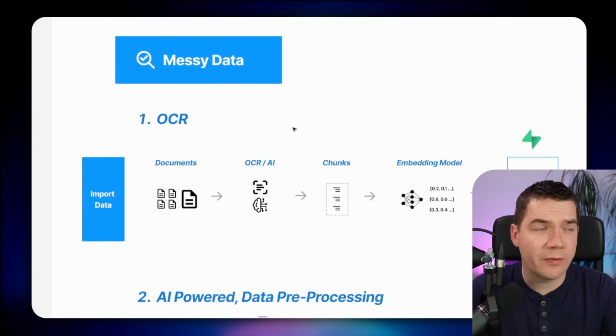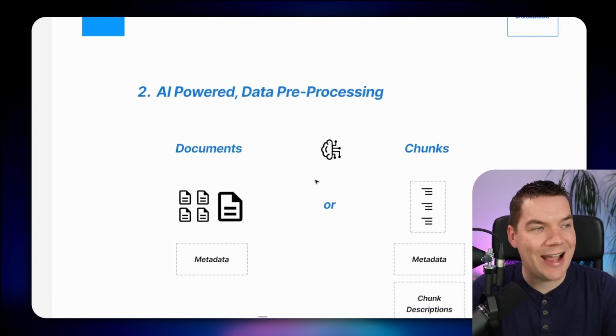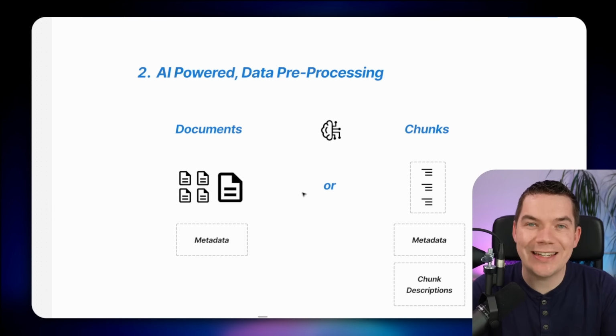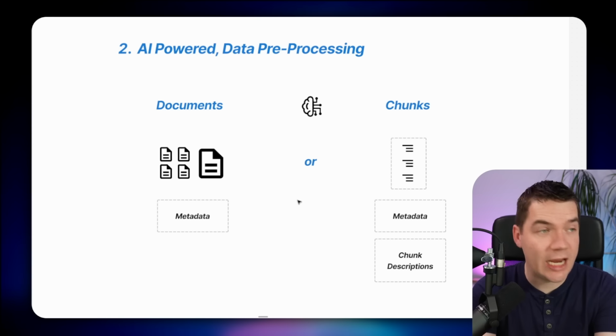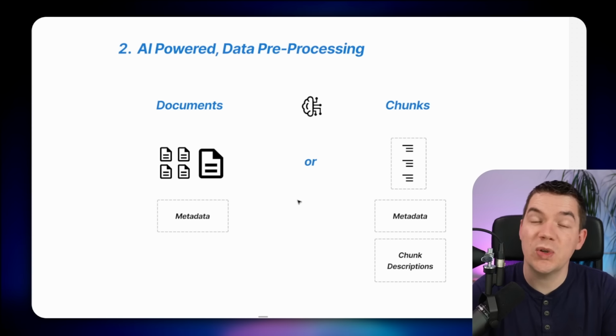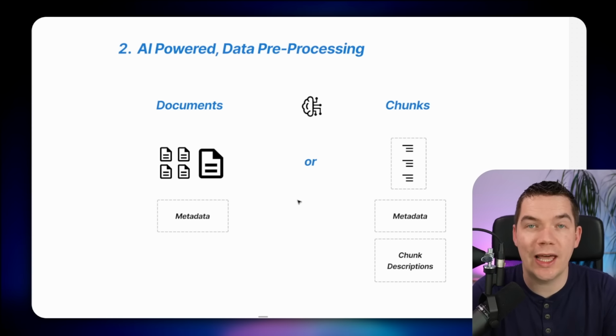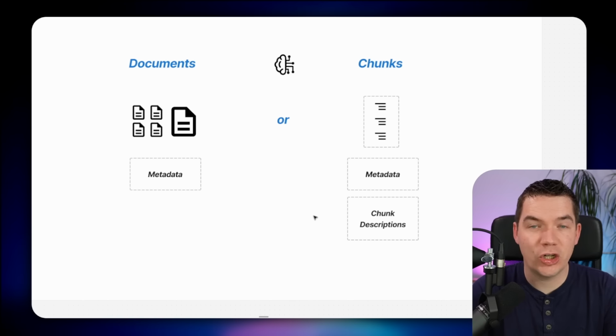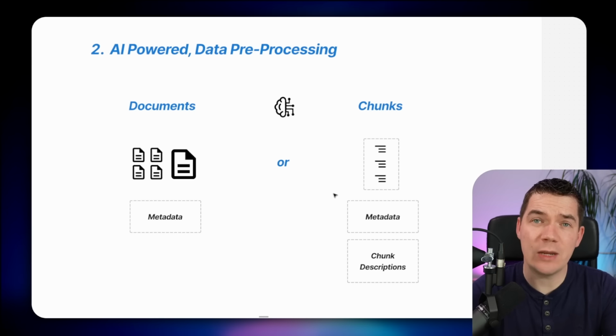So another solution for this messy data problem is to pre-process the data when you're ingesting it into your system. And this could be done through human annotations, or it could be AI powered. So you could send the document or the chunks into an LLM and get it to extract out relevant information. And that information could then be prepended to the chunk. So it could be a chunk description, or it could be added as metadata to the chunk as well.